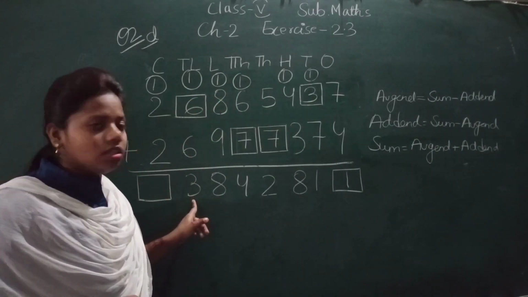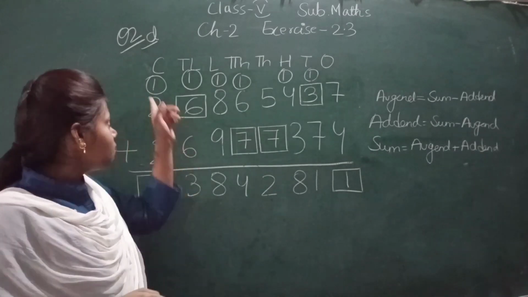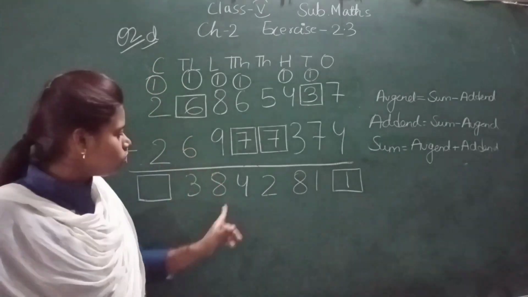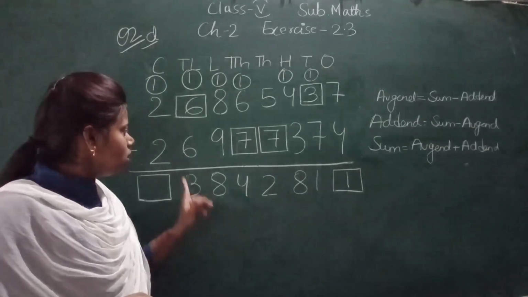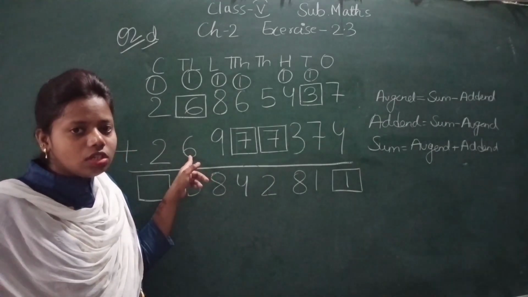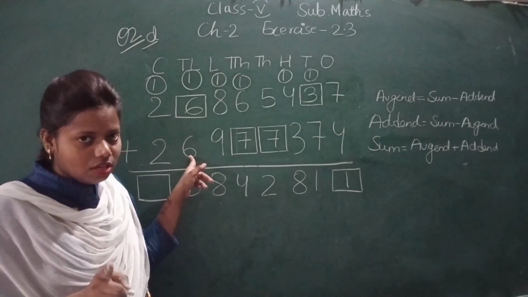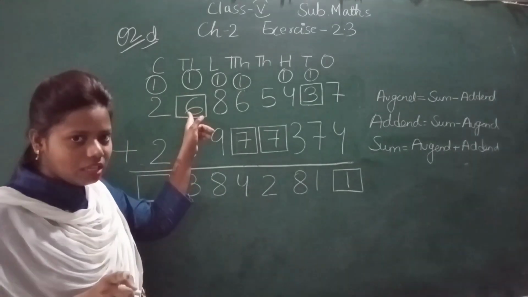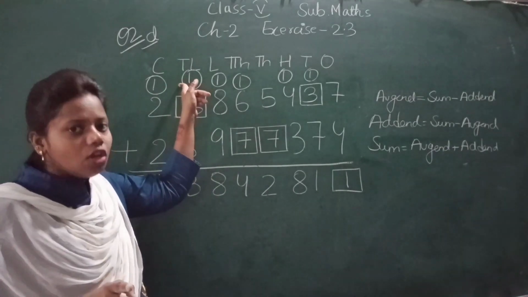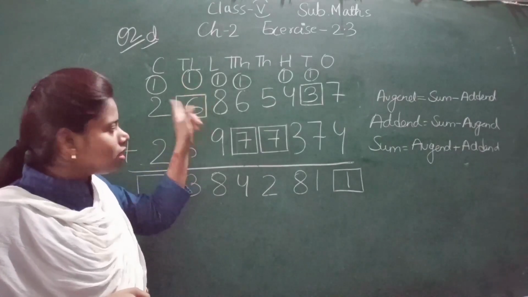Okay. This has become 13 when we have given 1 carried over to this crores column. So it has become 13. Okay. 13 minus 6 is how much? It is 7. But I am not writing here 7 because 1 is already carried over. So we have to complete this. So 1 plus 6 is 7.